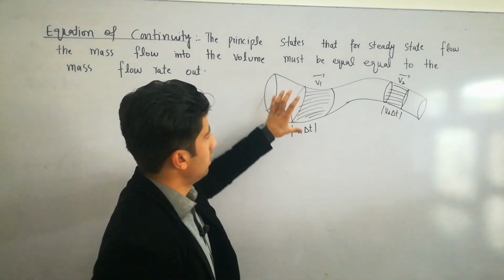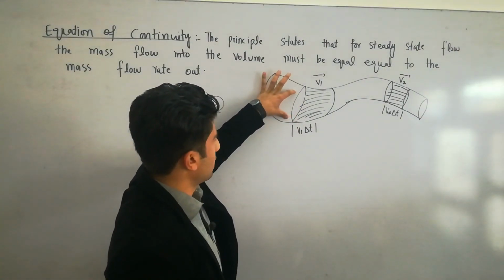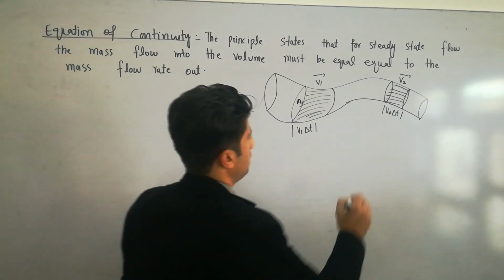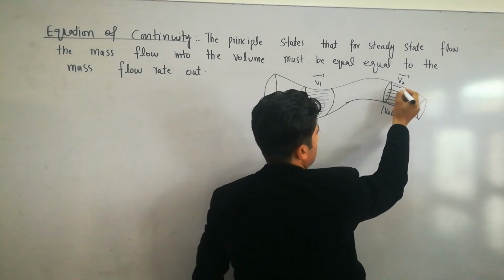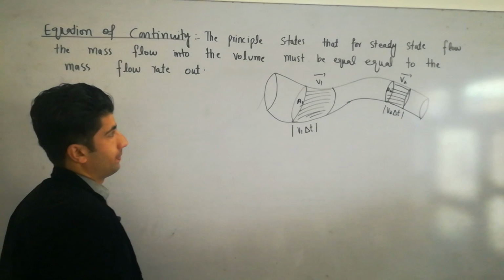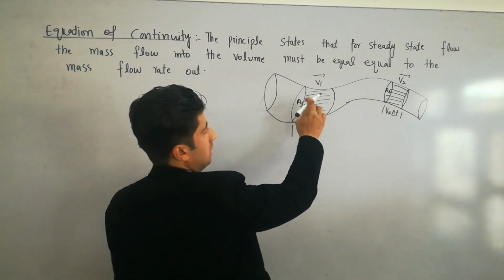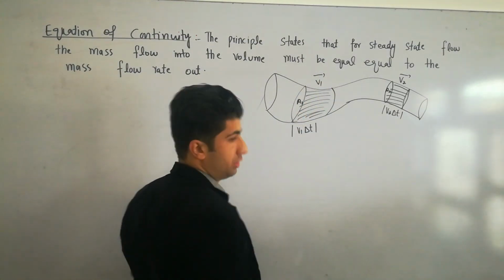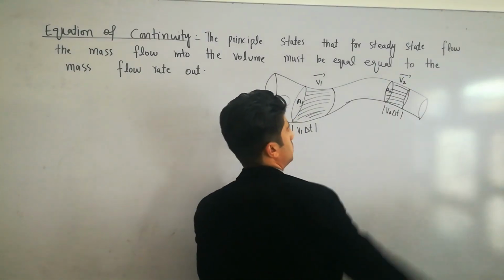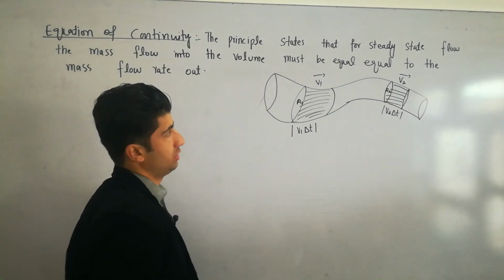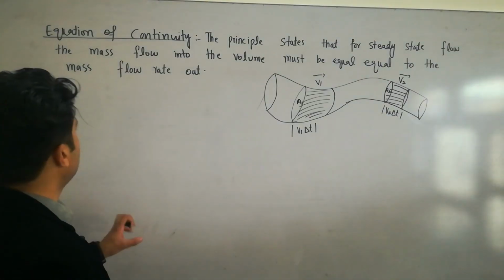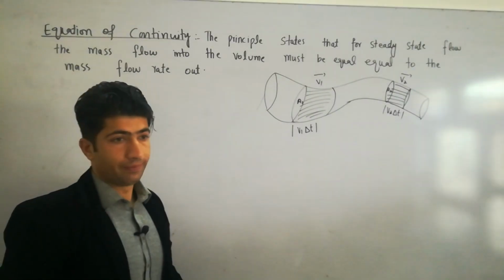If you see here, this pipe has a cross-sectional area A1, and here it has a cross-sectional area A2. The fluid at area A1 passes with a speed V1, and the fluid here at area A2 passes with a speed V2. Understand? Now, what is the equation of continuity basically?